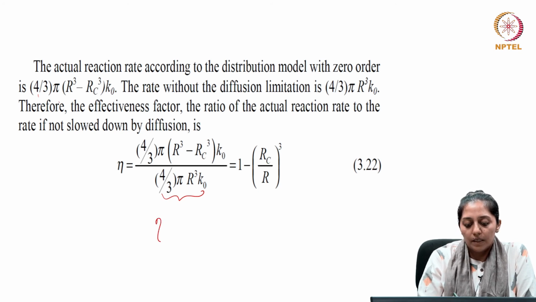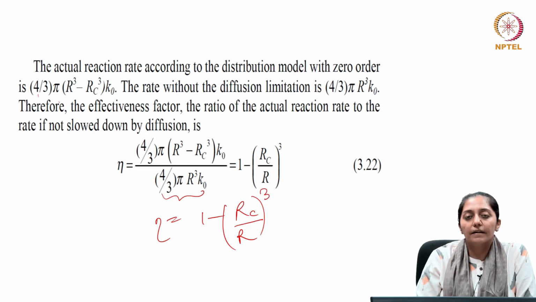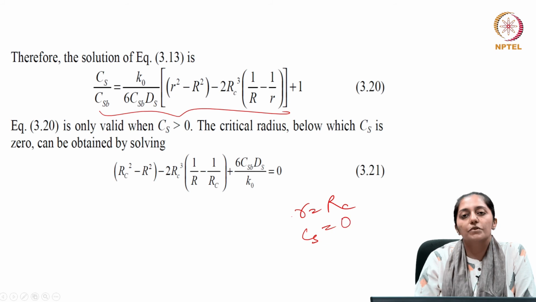So, then your eta, which is your efficiency factor, can be given as a function of the critical radii and the radius of the pellet. So, if we need to get an expression for that critical radii in a zero order kinetics immobilized enzymatic system, then we can find an expression by adding the boundary condition that when small r becomes equal to Rc, your Cs becomes equal to 0.